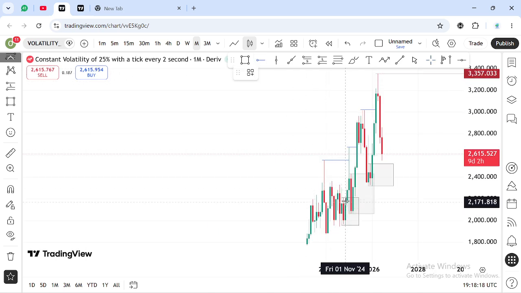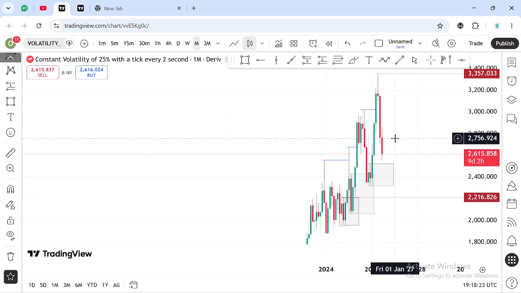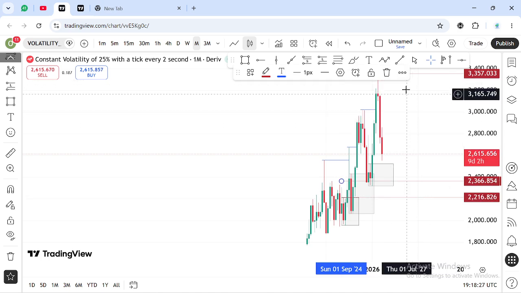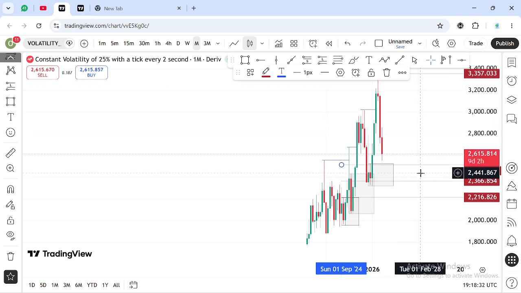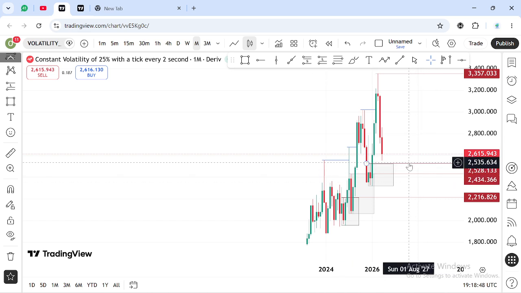Come here on this one, on the top of this order block, I fix this line, and we can duplicate this one. Not copy, I mean duplicate. We can now place this one on top of this order block here, and this one at the top of this order block also here. Yeah, that's it.